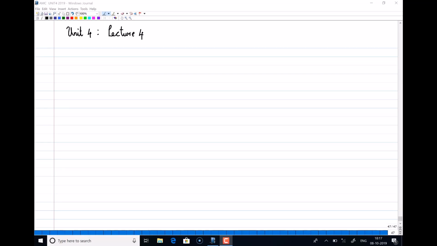Welcome to the fourth lecture of Analog Microelectronic Circuits, Unit 4. We were discussing operational amplifiers, and in the last class we have seen the instrumentation amplifier. So today we'll discuss one more linear op-amp circuit, which is the precision rectifier.